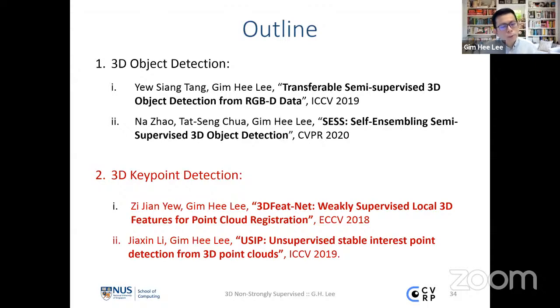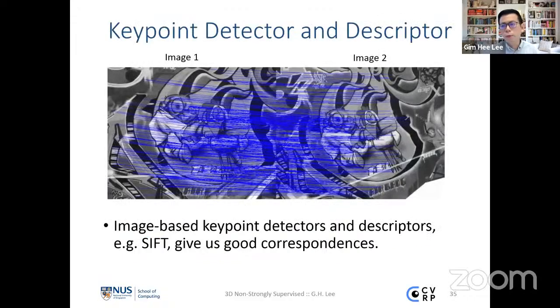Now, the second task that we work on is what we call the 3D keypoint detection network. And I will talk about the two previous works that were published in ECCV 2018 and ICCV 2019. So it's well known in the computer vision community that keypoint detectors and keypoint descriptors work very well on images, even with handcrafted features.